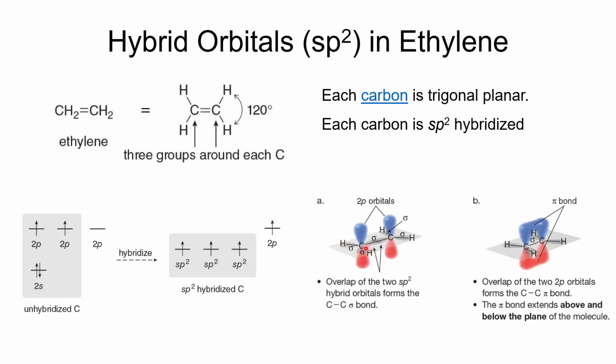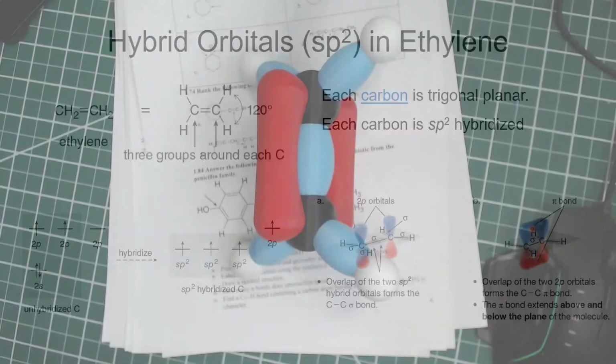Here the sp2 hybridized orbitals are left out of this picture, but we've got the two p orbitals. Those two p orbitals are perpendicular to the plane of the molecule, and they overlap above and below to give a pi bond. That is the second bond in this structure. Now, I've got a model that I've made of ethylene here.